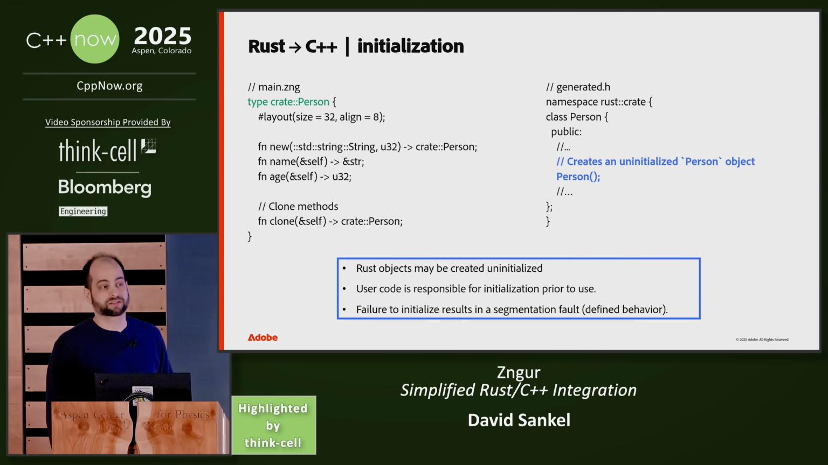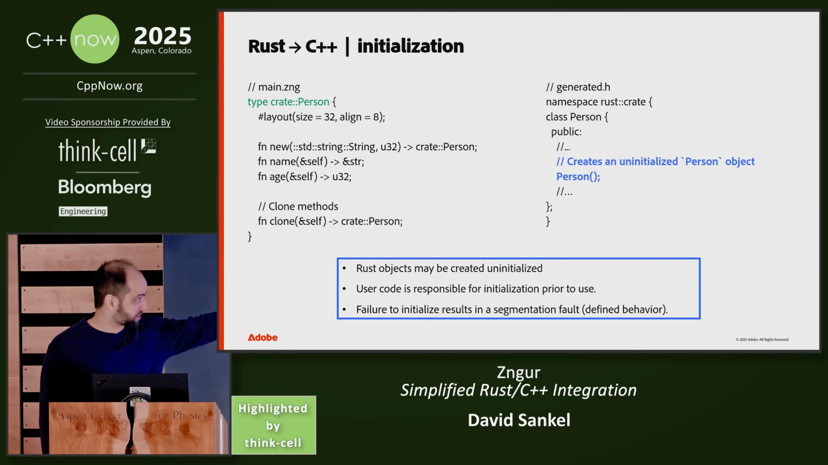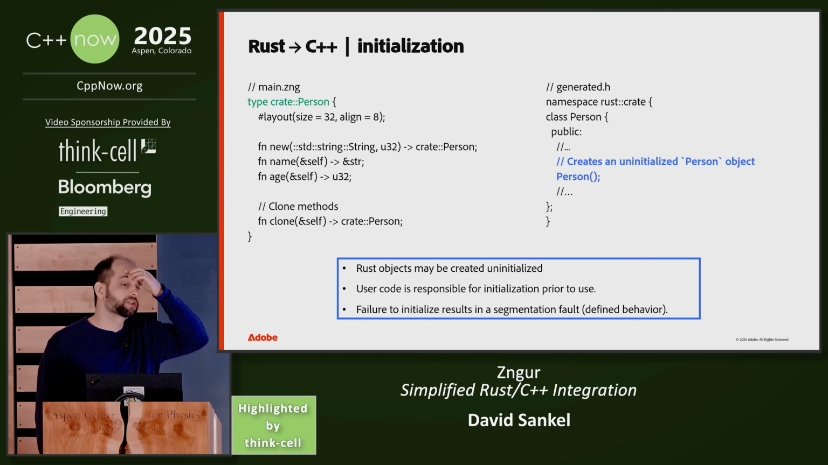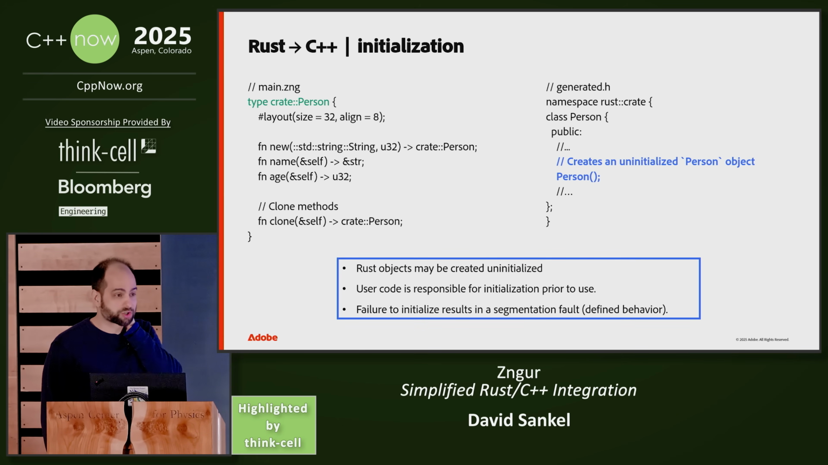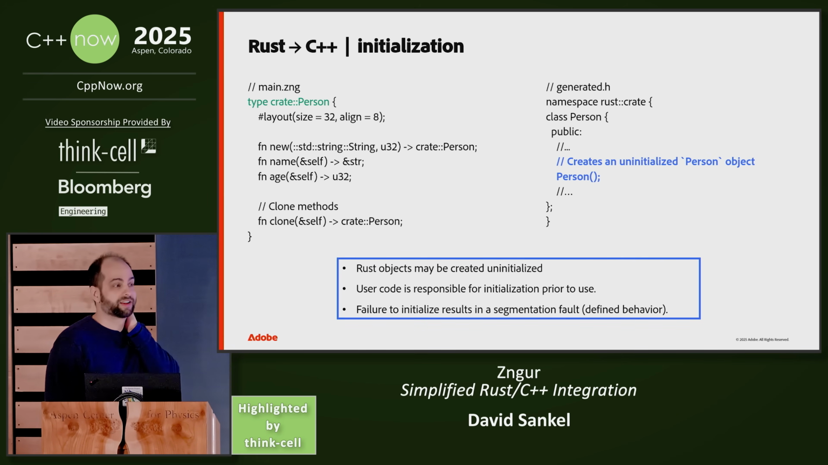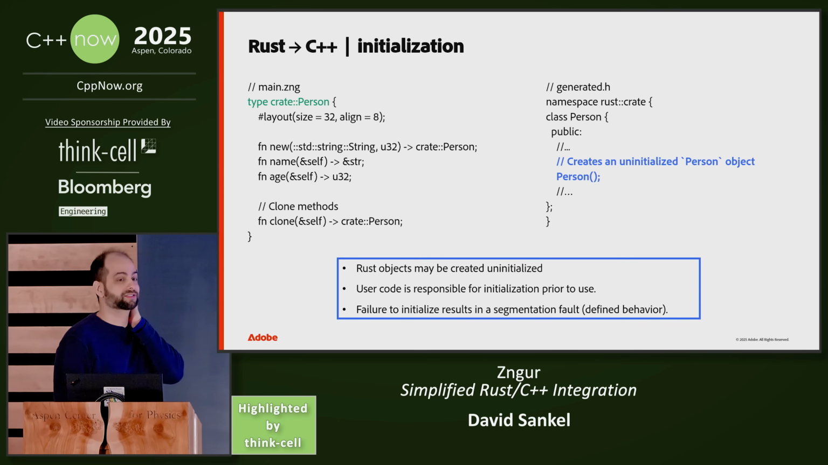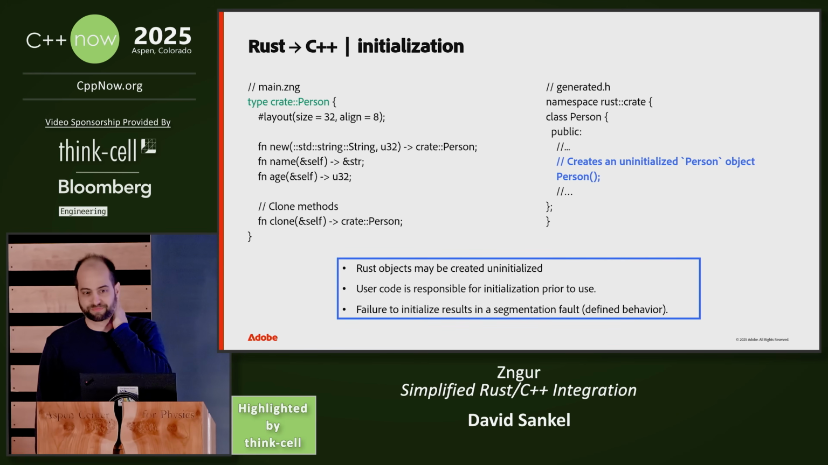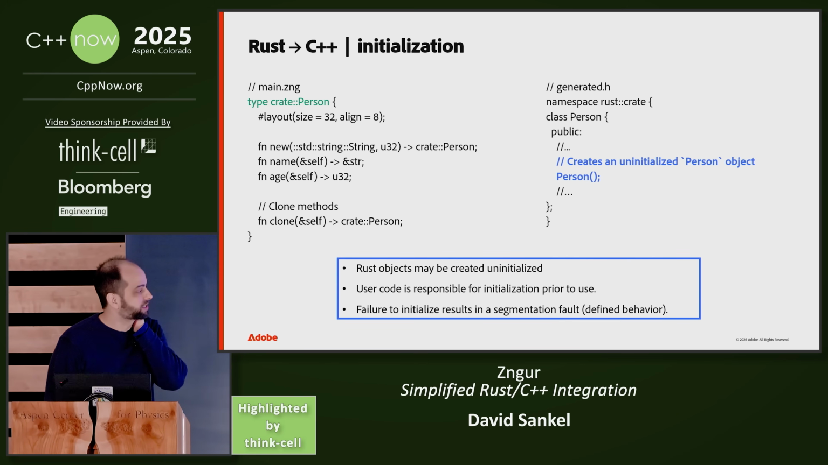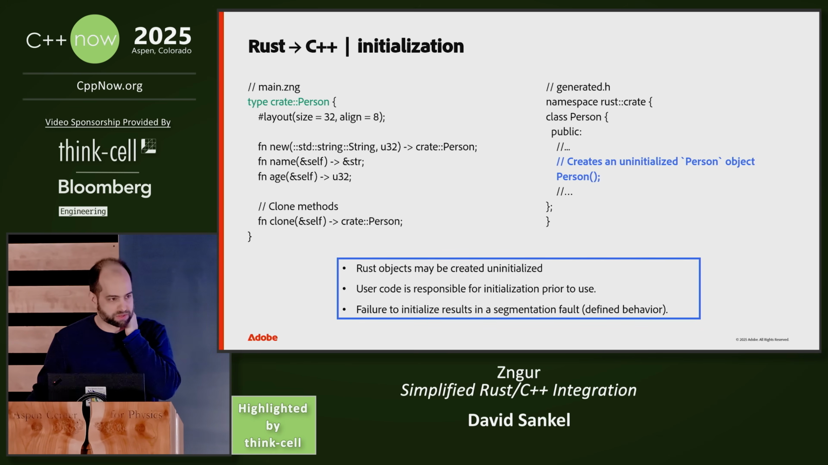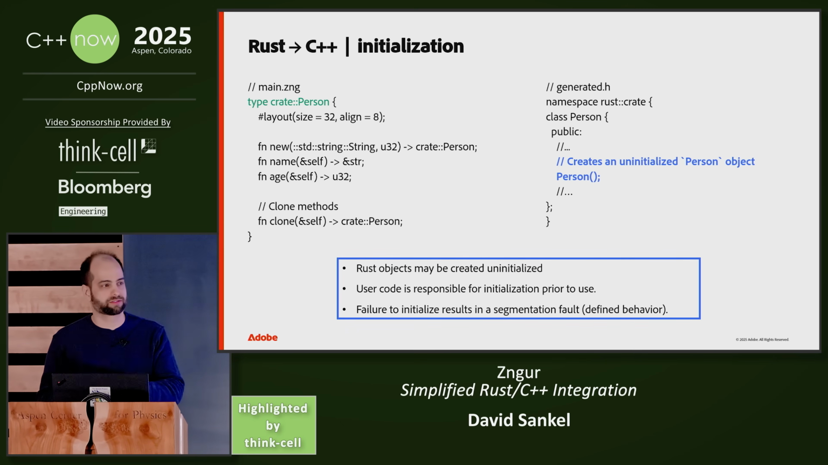In C++, it keeps that idea that you can create an object in an uninitialized state. So you have this empty constructor. You create an uninitialized object. The only difference in C++ is it's up to you as a software developer to make sure that it's initialized before it's used. If you use it before it's initialized, you will get a segmentation fault. And I just want to be clear that this is not undefined behavior, right? You get a segmentation fault, not undefined behavior. It is maintaining that safety aspect there.